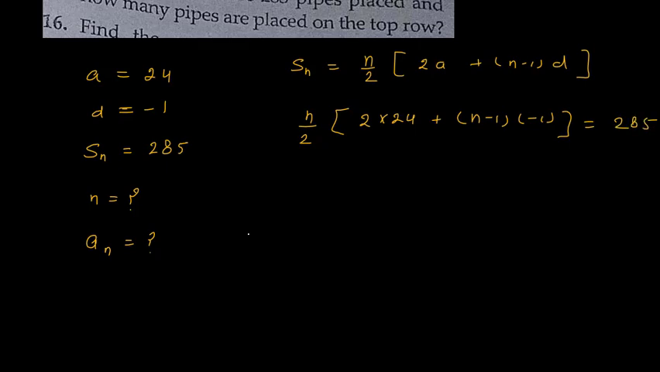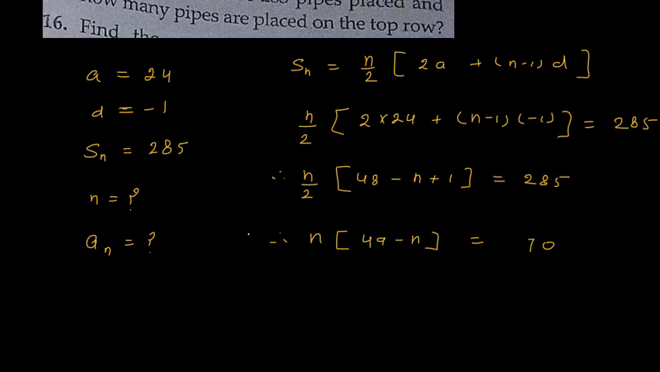So therefore here we will say that n divided by 2, this is 48 minus n plus 1 is equal to 285. So therefore here it is n into 49 minus n is equal to 570, since 2 5 is 10, 2 8 is 16, 1 1 7, 2 4 is 8, 1 5. So 570. So therefore here it is minus n square plus 49n is equal to 570.